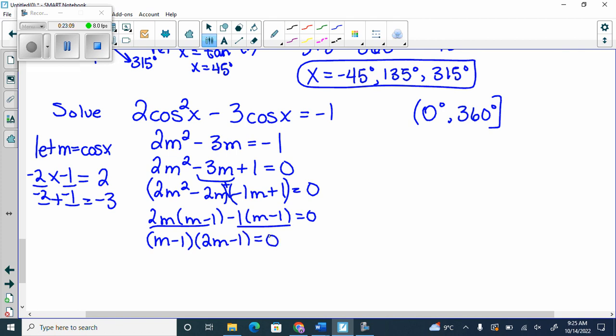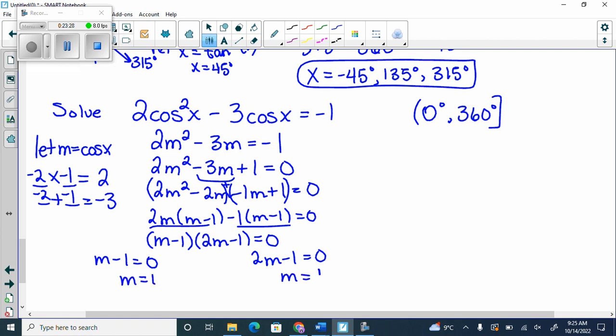In grade 11, we were taught when set equal to 0, I can now take both of them, separate them, and set them equal to 0. Still doing grade 11. So we get m minus 1 equals 0. 2m minus 1 equals 0. This one is m equals 1. And this one is m equals 1/2.